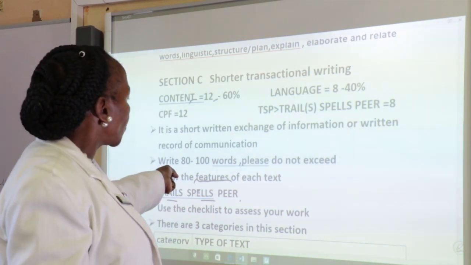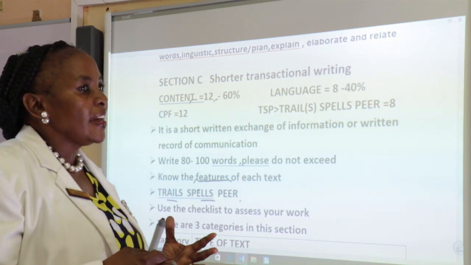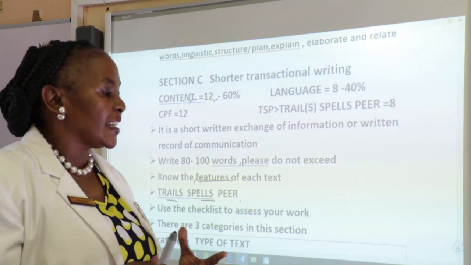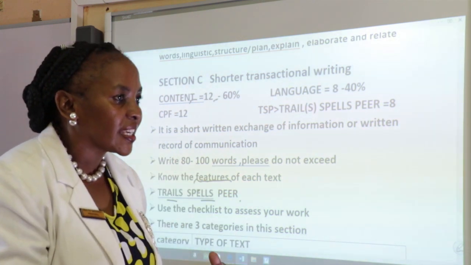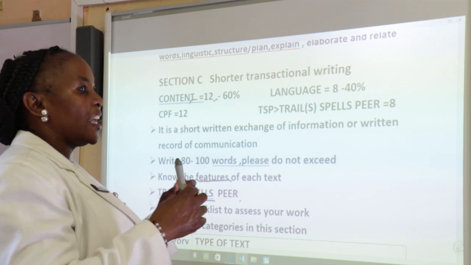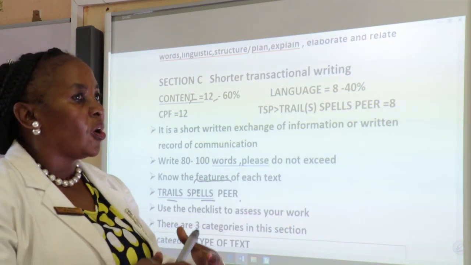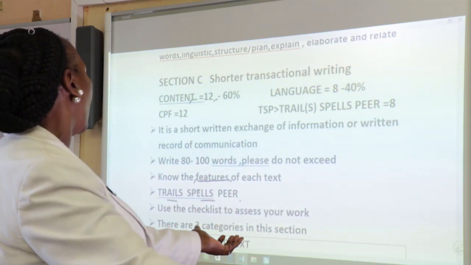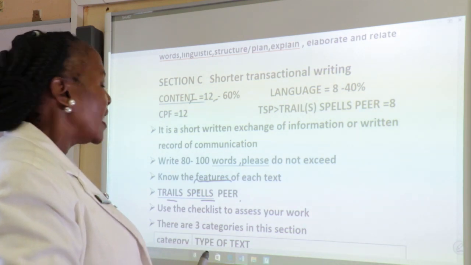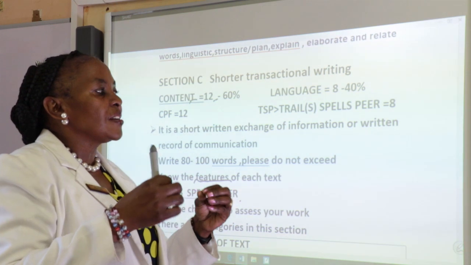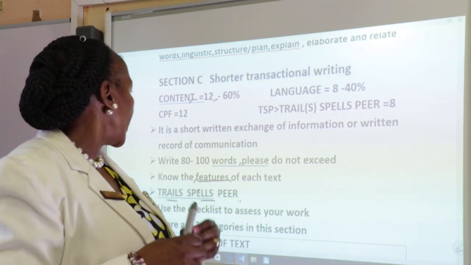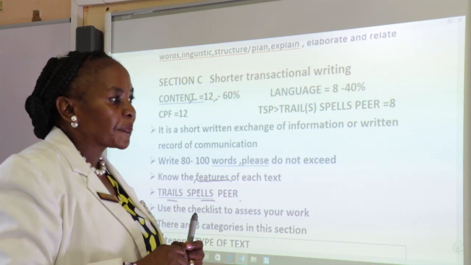And the very last one is PEER. PEER has to do with planning. P is for planning. E is for examples you are giving. E is for elaboration or expatiating on what you are writing about. And R is for reviewing. It is very, very important that you review what you have written.